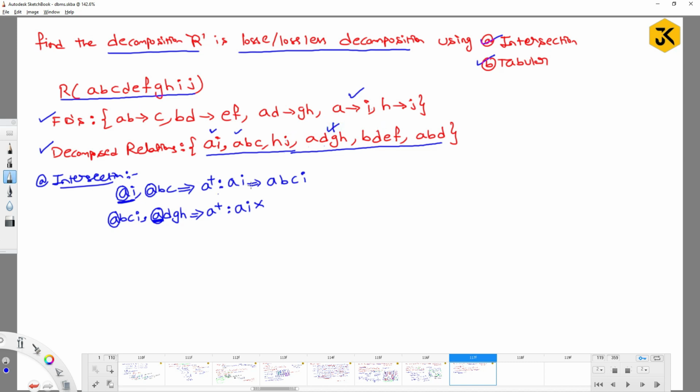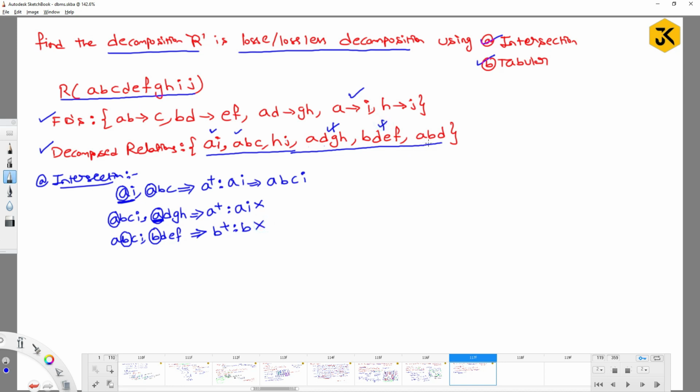Now try BDEF. ABCI you need to combine with BDEF. If I combine it with BDEF, the common column is B. Find B closure. What is B closure from the given functional dependencies? B only. So it is also not possible to combine.